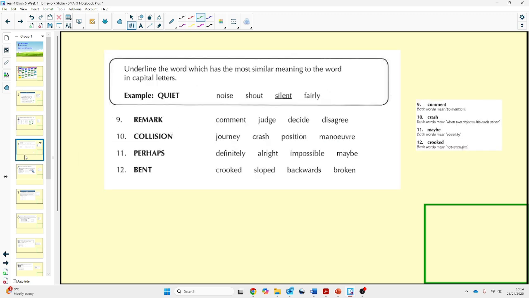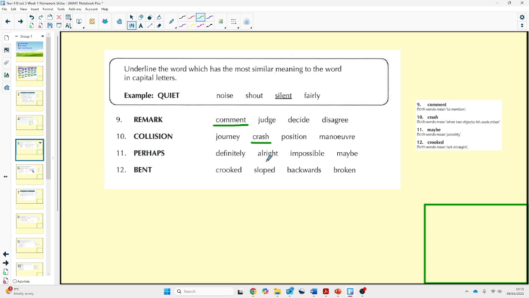Having a look at the next question type, underline the word which has the most similar meaning to the word in capitals. So I've got an example here where we've got quiet and silent, and then we've got number 9 is remark. So if you remark on something, you comment on it. Question 10, collision. Now if you have a collision, certainly if you think about cars colliding, then that is going to be a crash. So both of those mean when two objects hit each other.